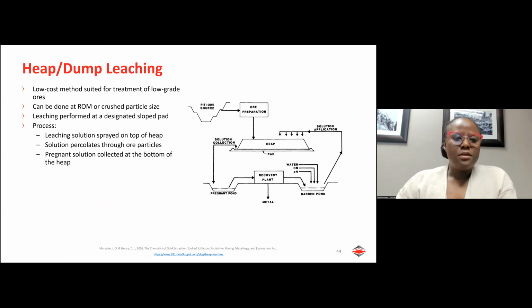Okay, heap and or dump leaching. This takes place at a designated pad, which is normally sloped, and this is where your ore is stockpiled into a heap. So a pre-conditioned leaching solution is typically sprayed at the top of the heap and allowed to percolate through the ore particles to dissolve gold. Then the pregnant solution collects at the bottom of the heap and is recovered from there and sent for further processing downstream.